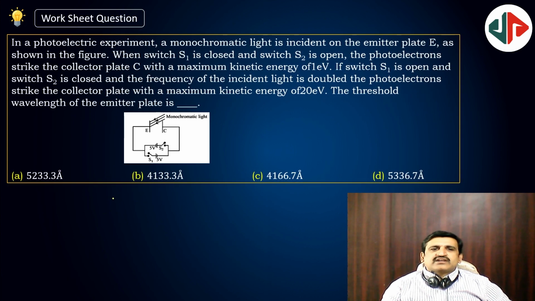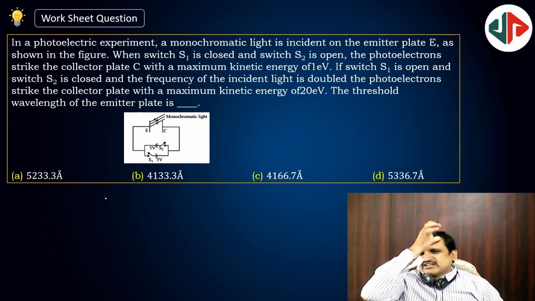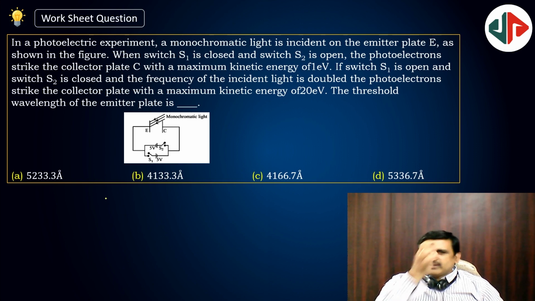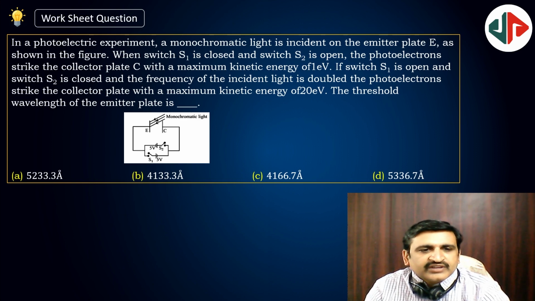Photoelectric effect experiment. Monochromatic light is incident on metal plate E as shown in the figure. When switch S1 is closed, 5 volt is applied. Cathode negative, electron anode positive. S1 is closed and S2 open. The photoelectrons strike the collector plate C with maximum kinetic energy 1 electron volt. The switch S1 is open and S2 is closed, then the frequency of the incident light is doubled. The photoelectrons strike the collector plate with maximum kinetic energy 20 electron volt. The threshold wavelength of the emitter plate is?